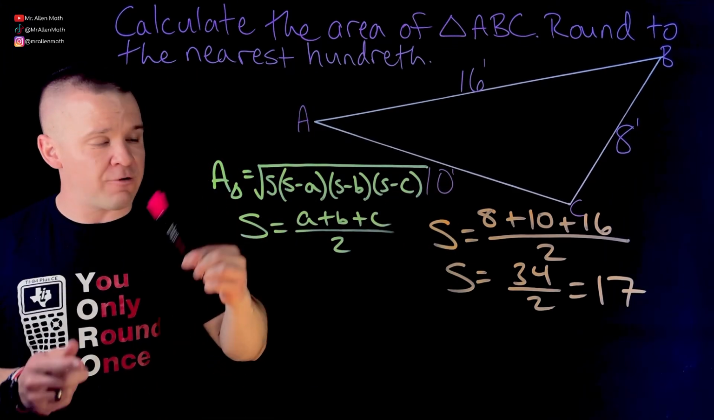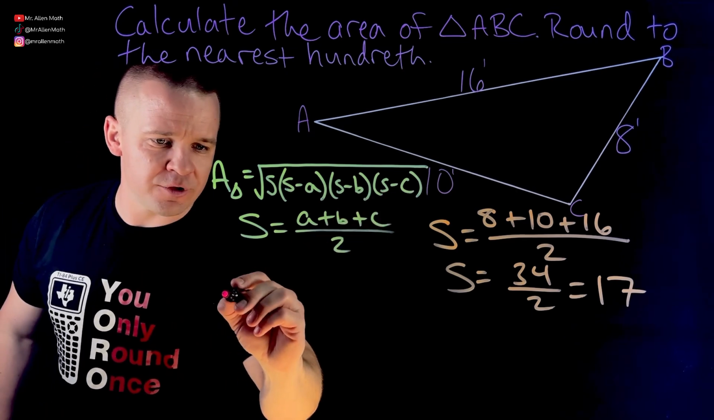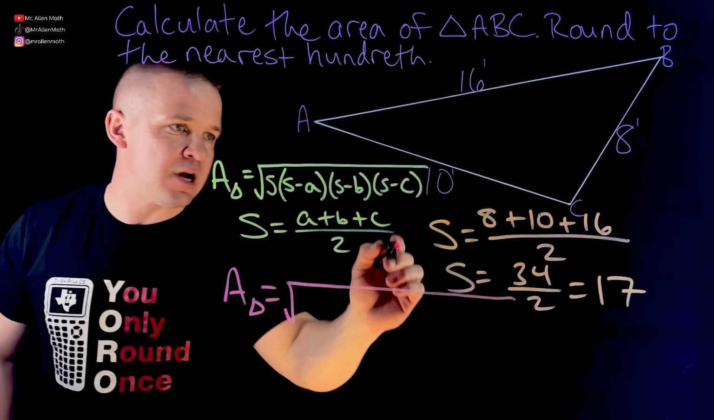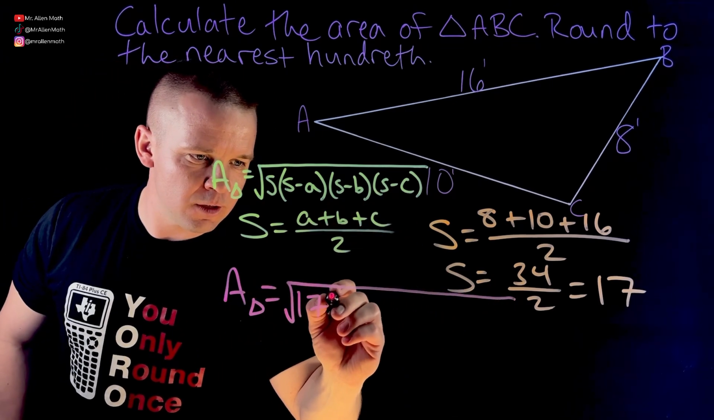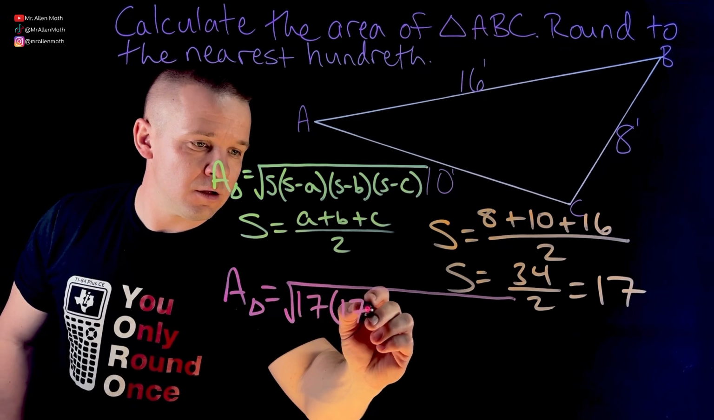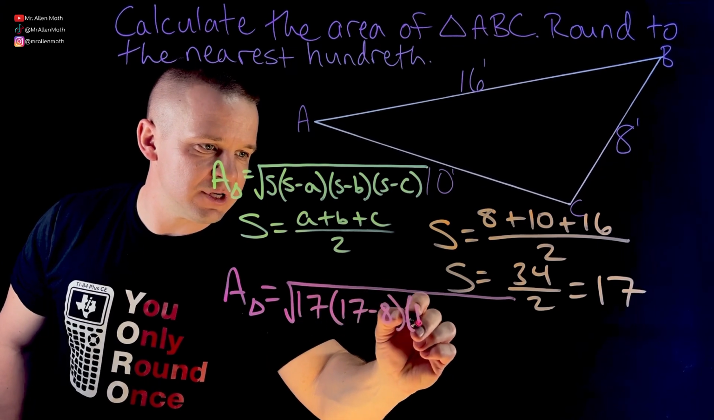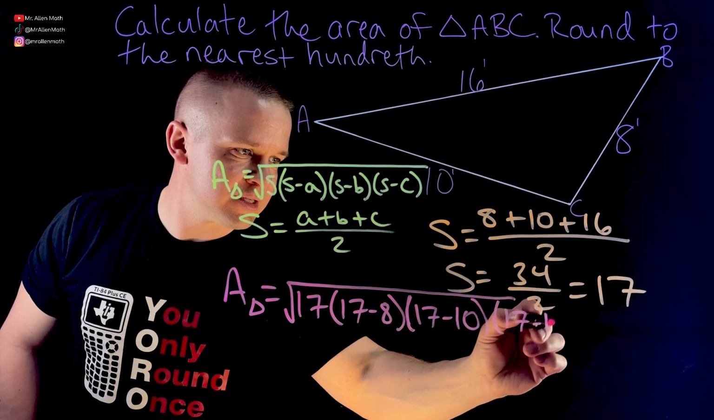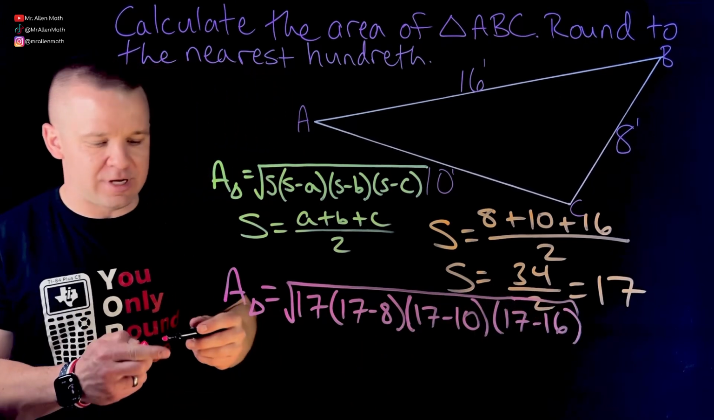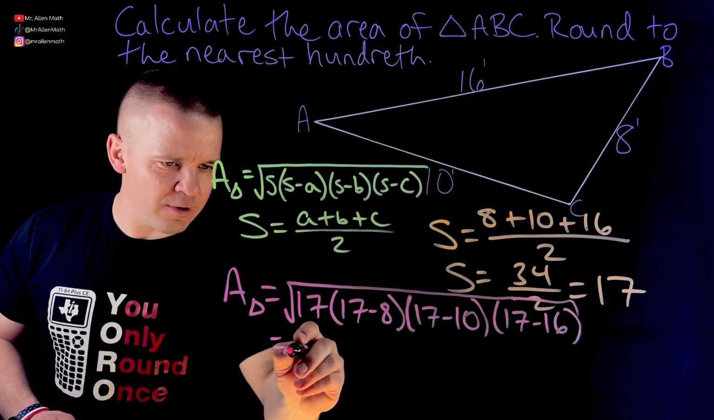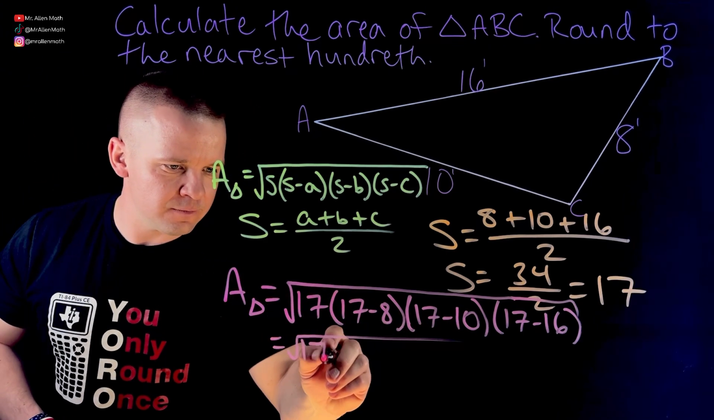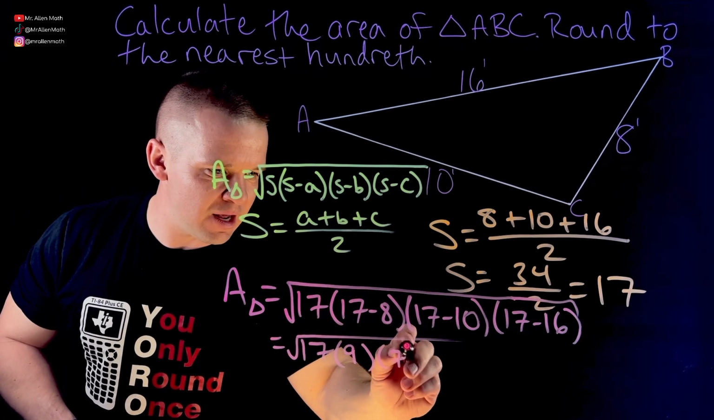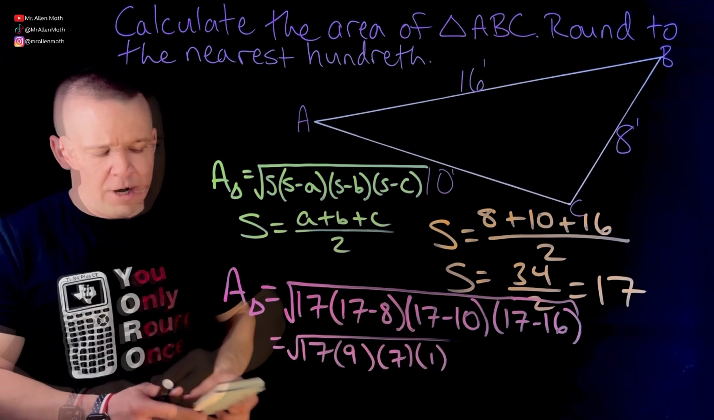I will go with pink for this one. I have my area of the triangle equals the square root of S, which is 17, and then 17 minus 8, 17 minus 10, and 17 minus 16. Boom, there we go. Let's clean it up a little bit. We've got the square root of 17, then 17 minus 8 is 9, then we've got 7 and 1. All right, let's plug that into the calculator.